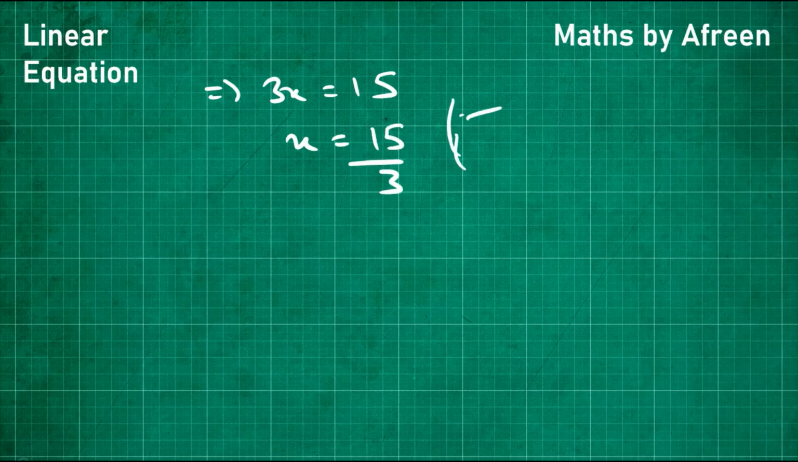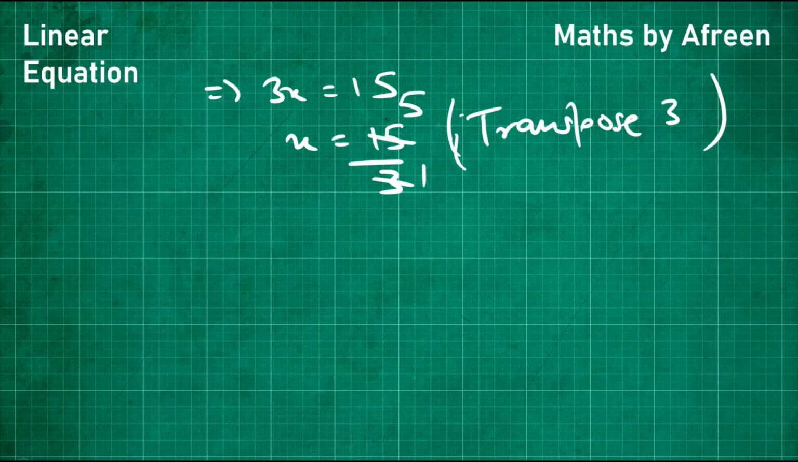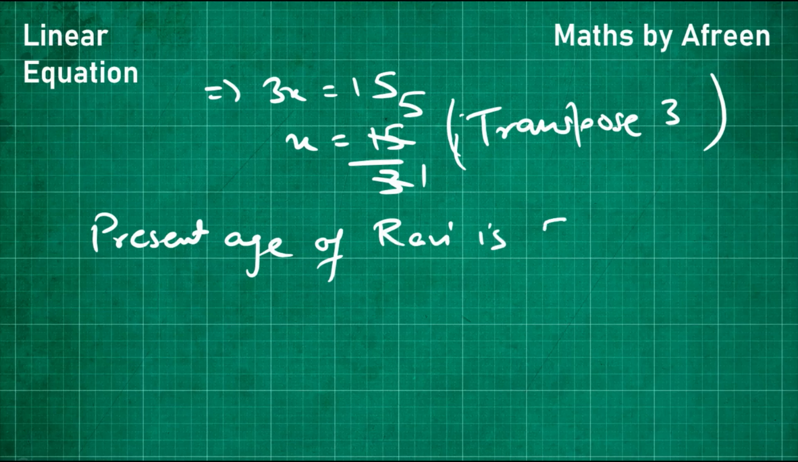What did I do? Transpose 3 from left hand side to right hand side, and now cancel this 15 by 3. 3 ones are 3 and 3 fives are 15. So the present age of Ravi is 5 years. That's what we have to find. We had to find the present age of Ravi, and we have found it, that is 5 years. This is our answer.